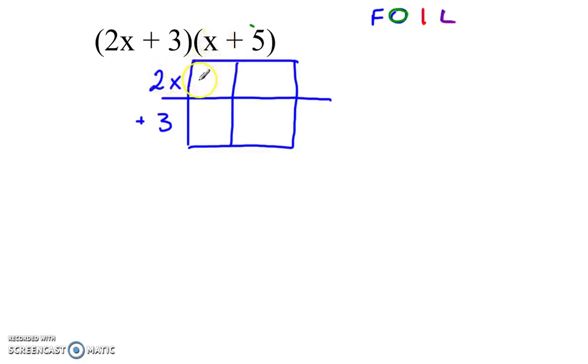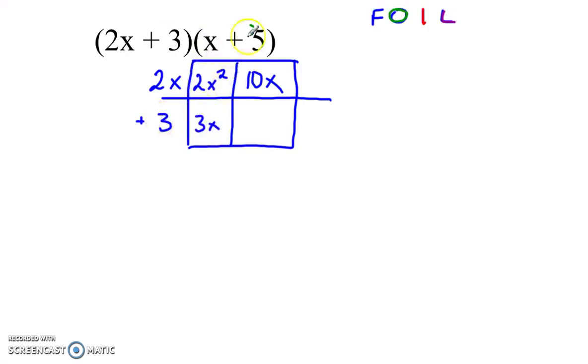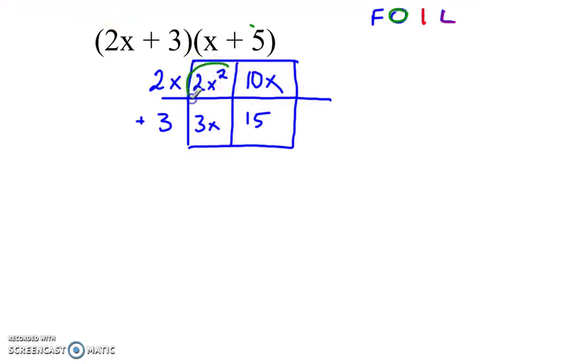2x times x is 2x squared. 2x times 5 is 10x. And then 3 times x is 3x, and 3 times 5 is 15. Now we still have to combine like terms. Usually, in most cases, this top left term is going to be by itself, and the bottom right term is going to be by itself. It's these diagonal cases that are going to have like terms.